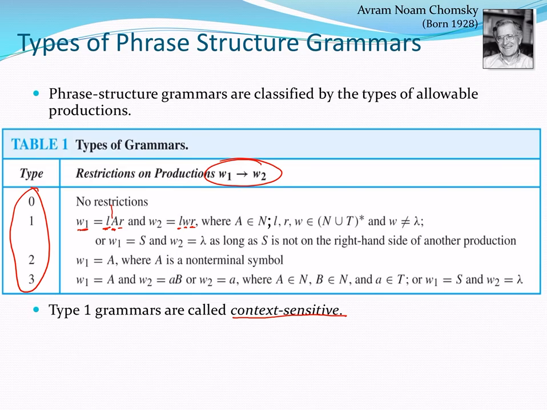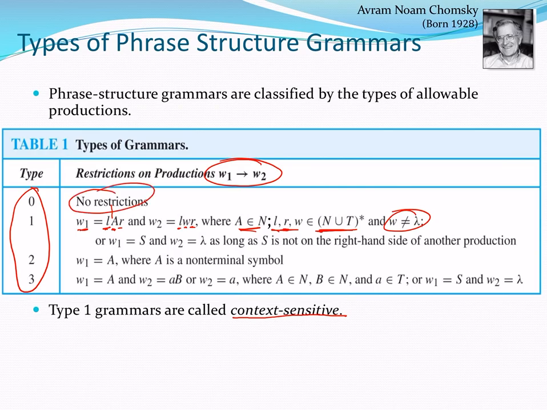A is a non-terminal symbol. You have to have at least one non-terminal symbol on the left. And L, R, and W are elements of the potential vocabulary, which is just V and V star. And we cannot replace any non-terminal symbol with the empty string in this type of language.